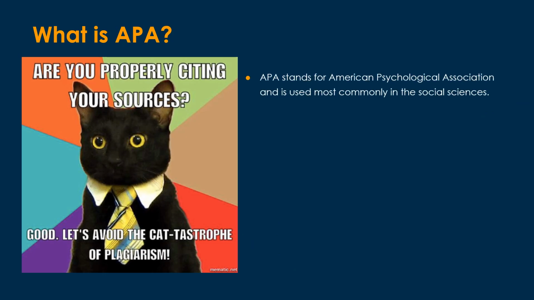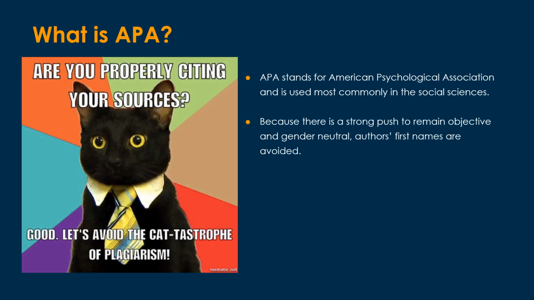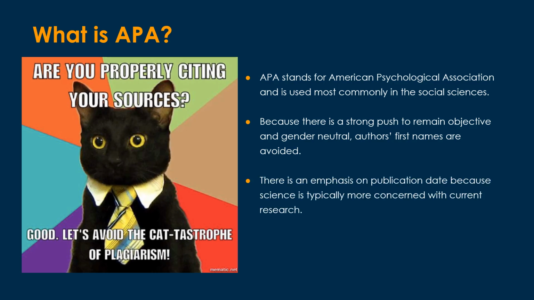APA stands for American Psychological Association and is most commonly used in the social sciences. APA avoids using authors' first names so as to remain objective and gender neutral. In addition, there is an emphasis on publication date because the sciences focus on current research. In this workshop, we will cover APA formatting, parenthetical references, also known as in-text citations, and the final reference list, called the reference page.